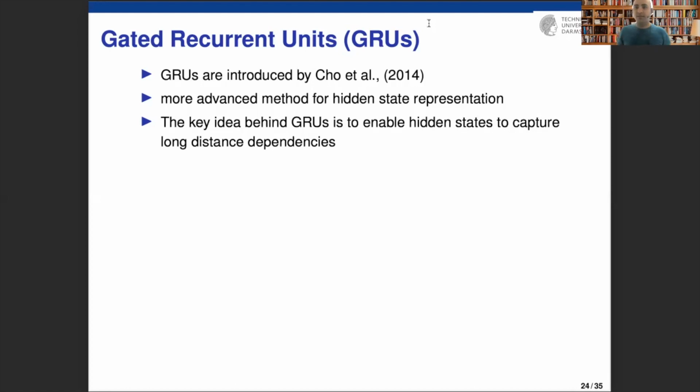A GRU, or gated recurrent unit, was introduced by Cho et al. and colleagues in 2013. It's a more advanced method for computing the vector at hidden states for each step. The key idea behind GRUs is to enable hidden states to capture long distance dependencies if that is necessary.